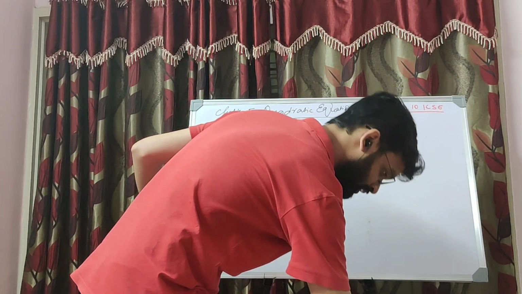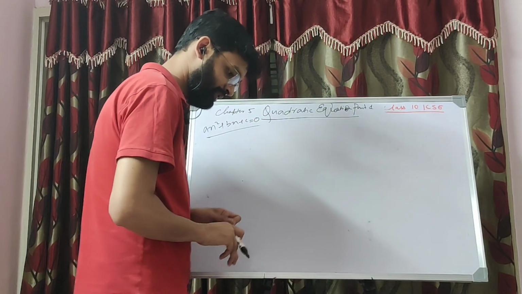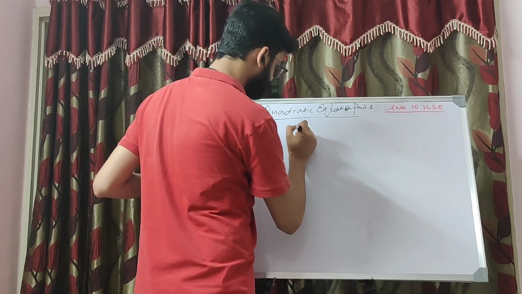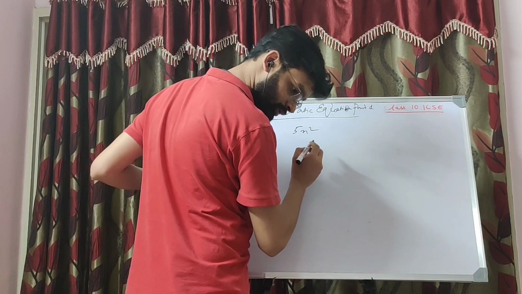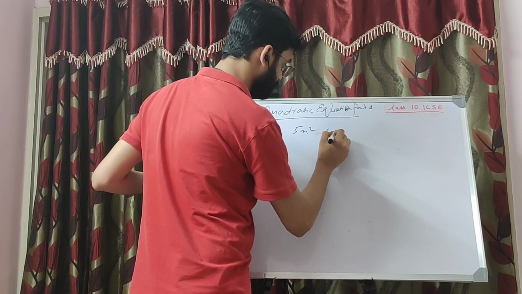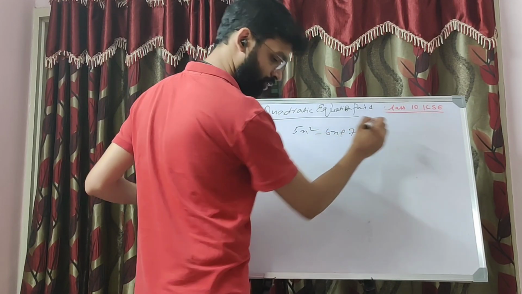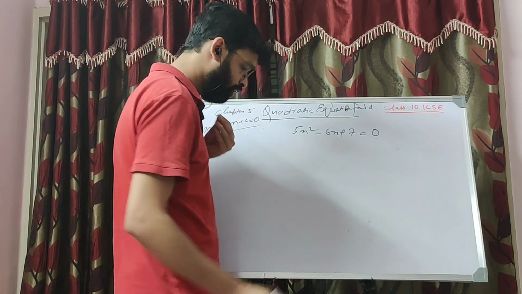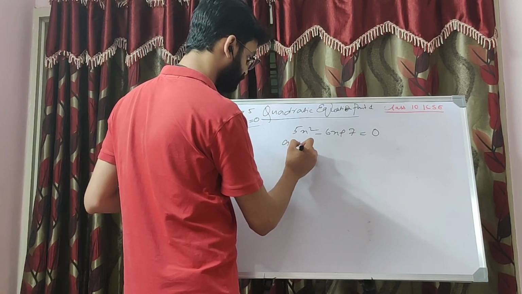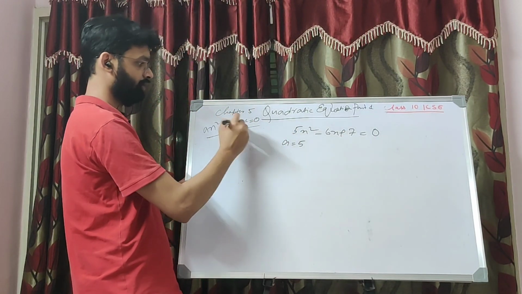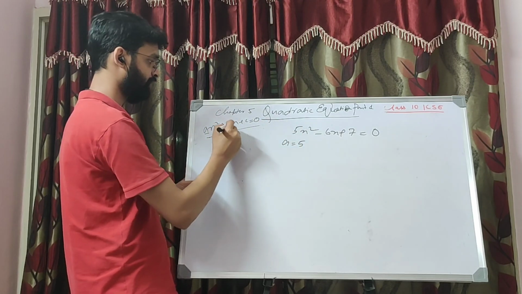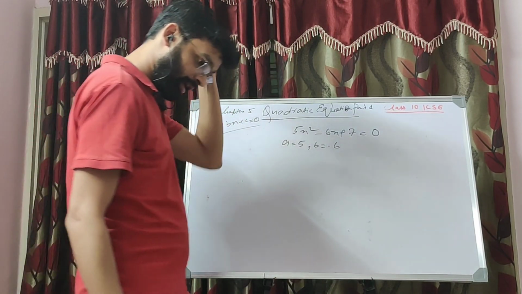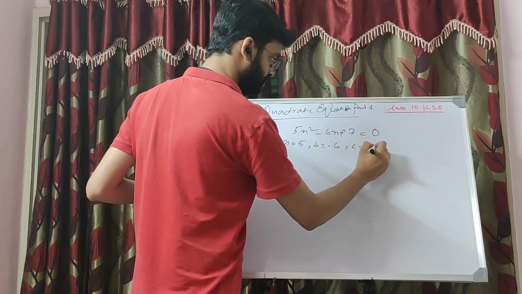Now someone gives you a question that states, without solving, examine the nature of the roots, and the question is 5x square minus 6x plus 7 is equal to 0. So without solving, we have to examine this value. Here a is 5, b is minus 6 and c is equal to 7.